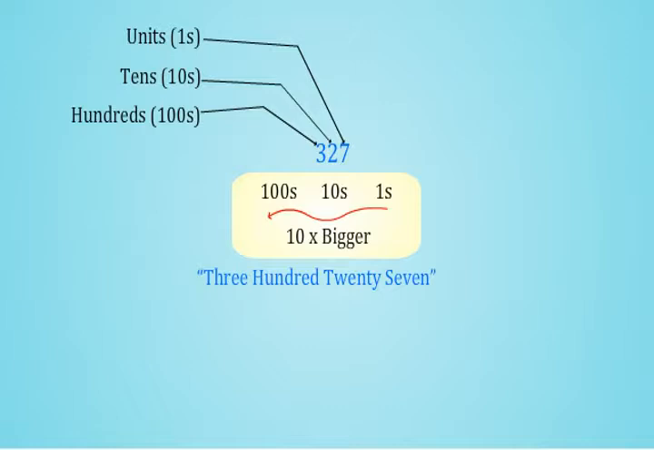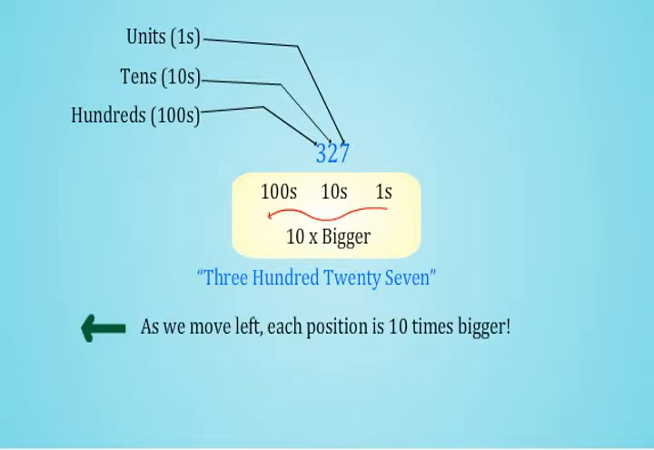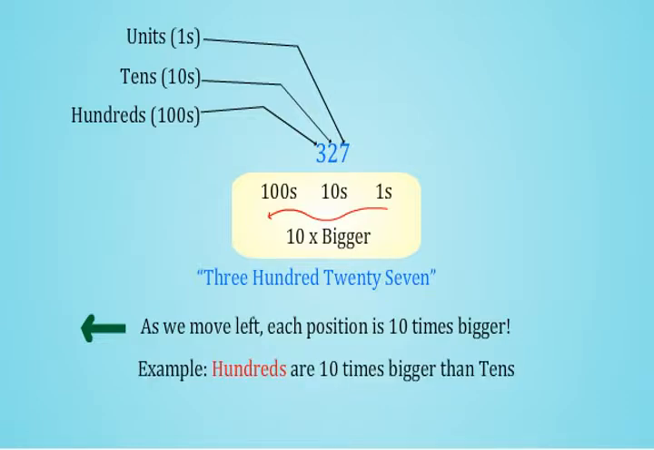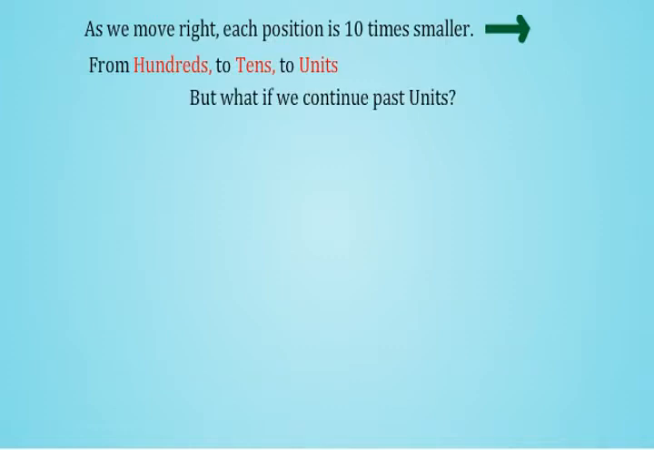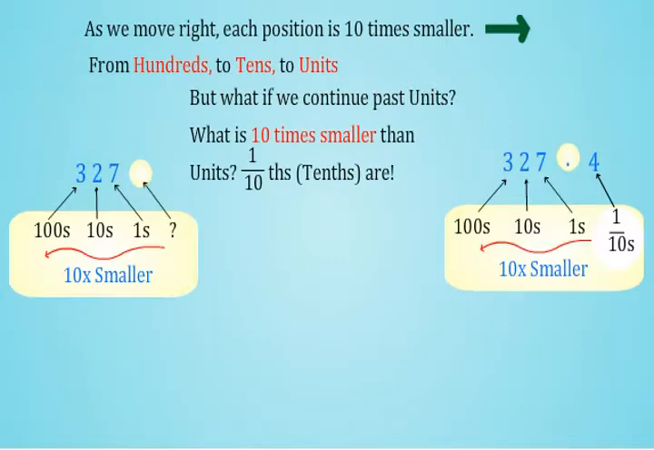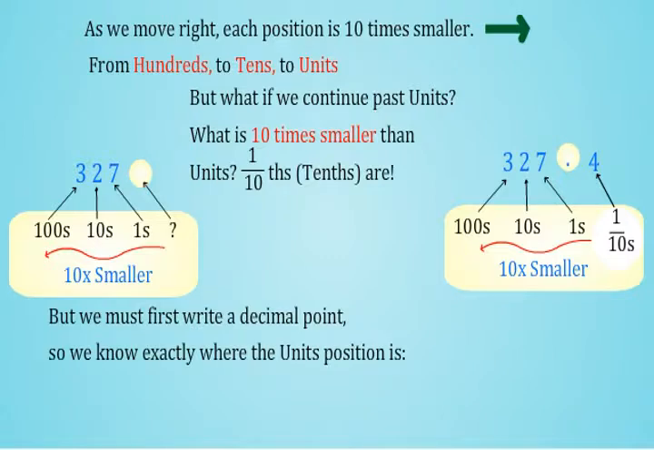3 2 7, 327. As we move left, each position is 10 times bigger. Example, hundreds are 10 times bigger than tens. And as we move right, each position is 10 times smaller, from hundreds to tens to units. But what if we continue past units? What is 10 times smaller than units? 1 by 10, tenths. But we must first write a decimal point, so we know exactly where the units position is.